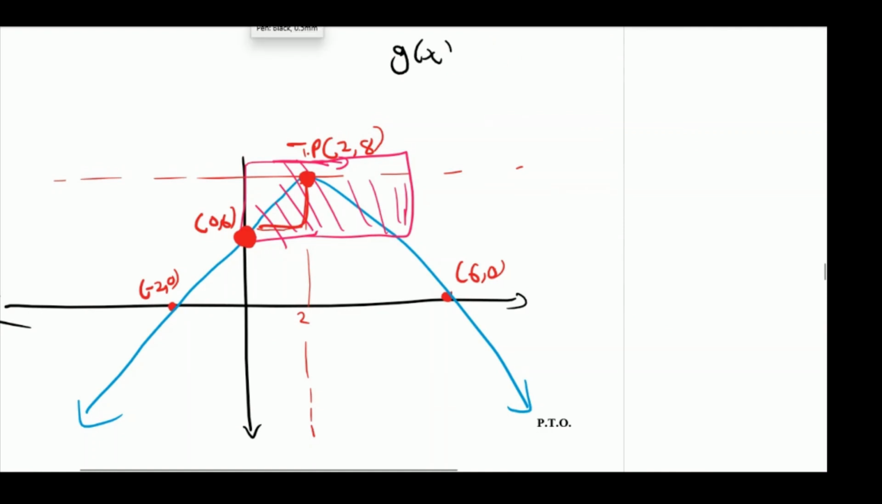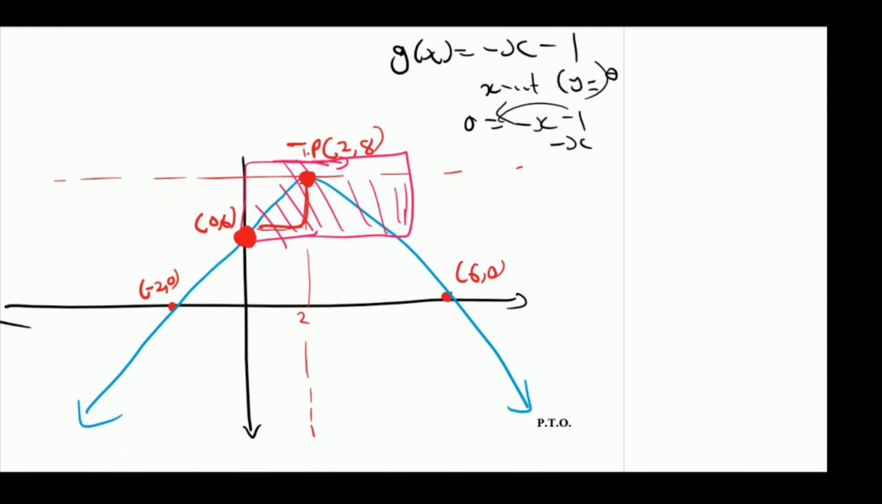So g of x equals minus x minus 1. To draw this, you have to find the intercepts. The x-intercept is when y equals 0, so 0 equals minus x minus 1. Transpose the 1 to the other side, you have minus x equals 1, which therefore equals minus 1. So the point is minus 1 and 0.